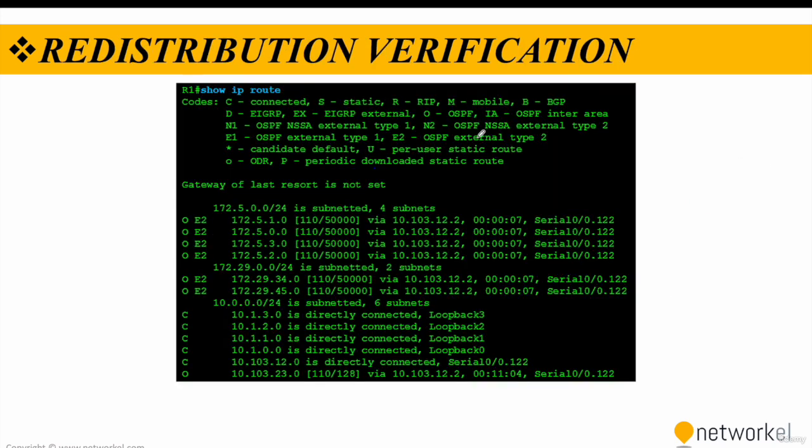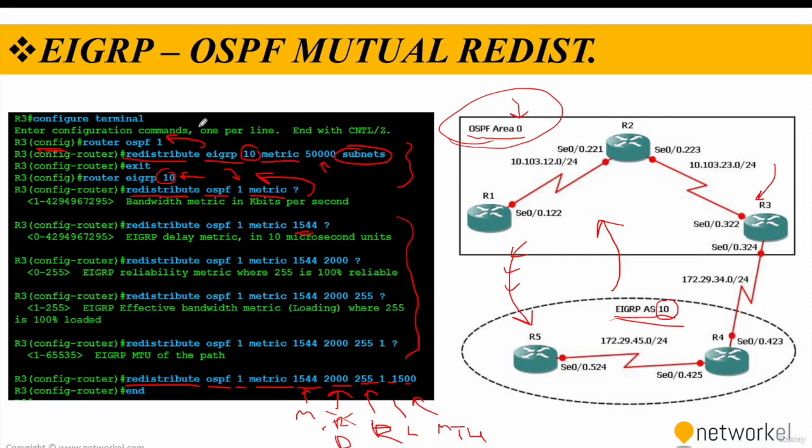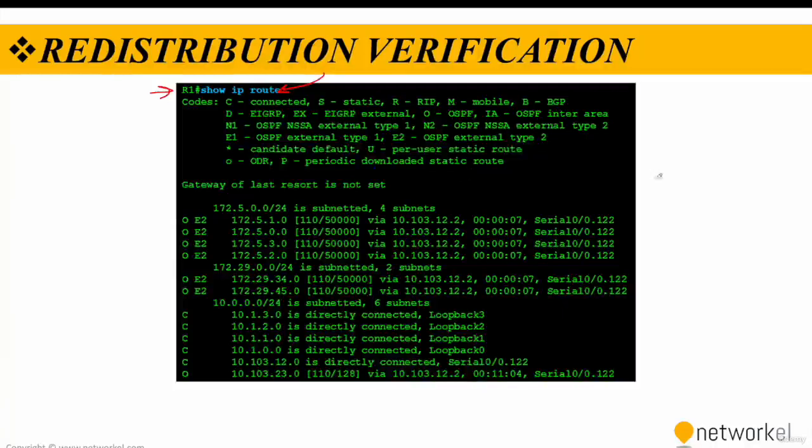Okay, so if I want to verify this redistribution, a very basic command I can use is just show ip route. I am typing it on router 1, so pay attention. Router 1 is the router which is in the OSPF domain, right? So let's note it down: router 1 is in the OSPF domain.